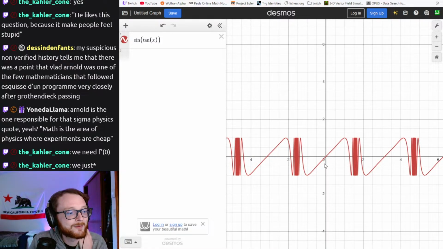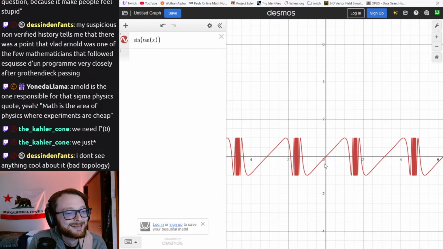My suspicious, non-verified history tells me Vlad is one of the few mathematicians that followed a key, whatever that is, after Grothendieck's passing. Arnold is the one responsible for that physics quote. Yeah, math is the part of physics where experiments are cheap. We just need f prime 0. Okay. You don't see anything cool about a bad topology? Wow. I'm just talking about aesthetics here.